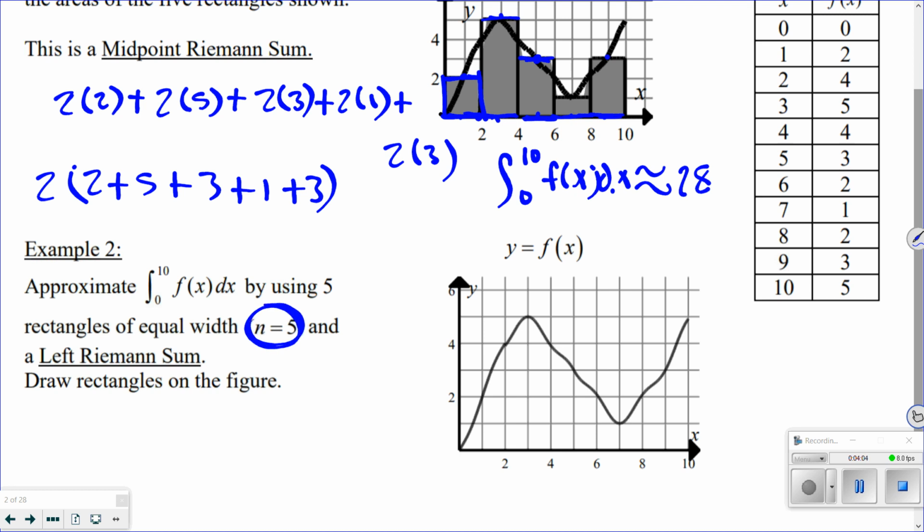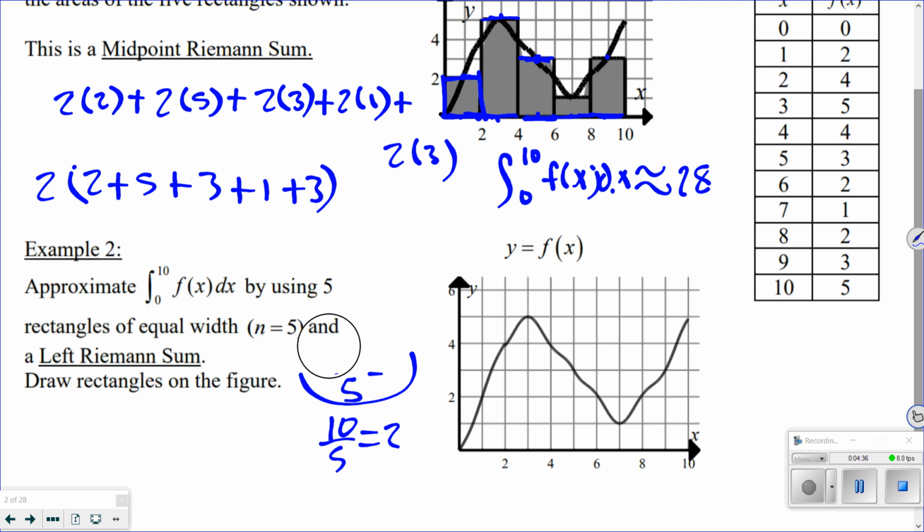To find the width of them, I know this one's pretty easy, but sometimes it gets trickier. All you do is take your upper bound minus your lower bound. So I'm going from 10 to 0 and divide that by how many rectangles we're doing. So 10 divided by 5, that means my equal width is 2, which I know you all figured out already without using that little formula, but sometimes it may not be quite so obvious. So you always subtract the upper limit minus the lower limit divided by how many rectangles there are, and that tells you the width of each one.